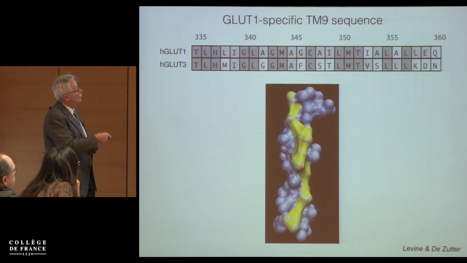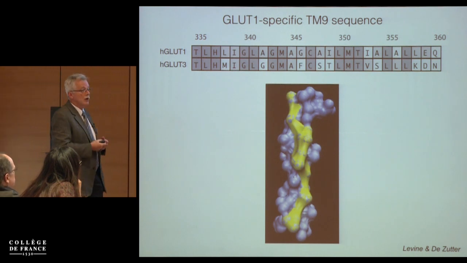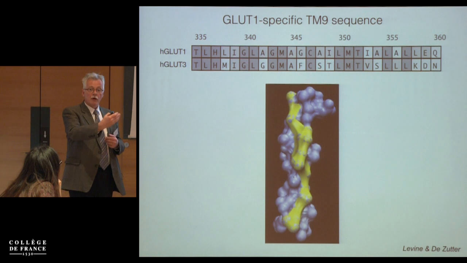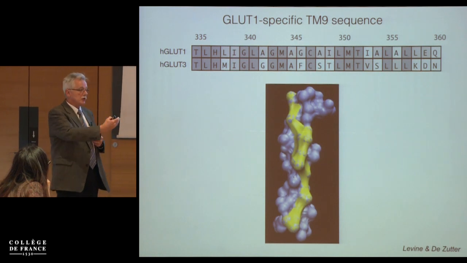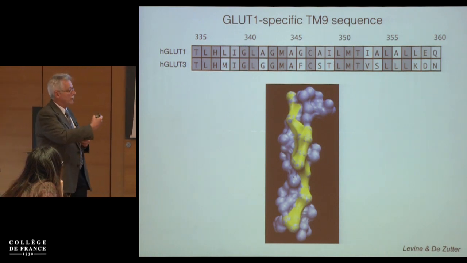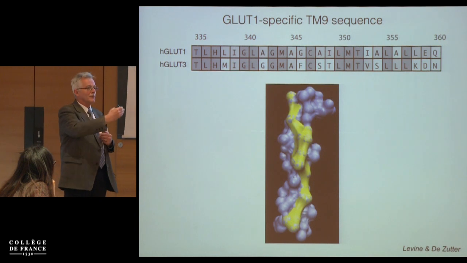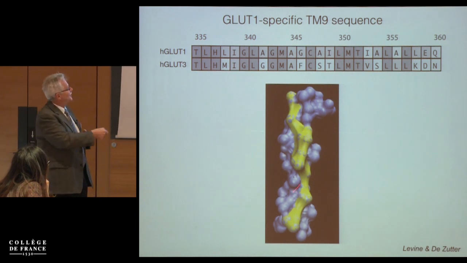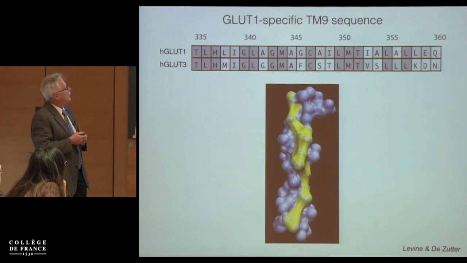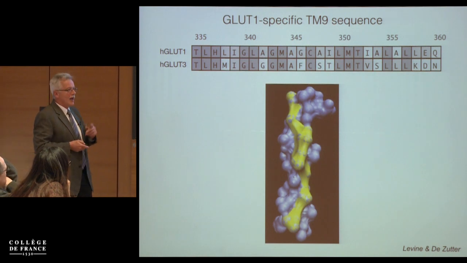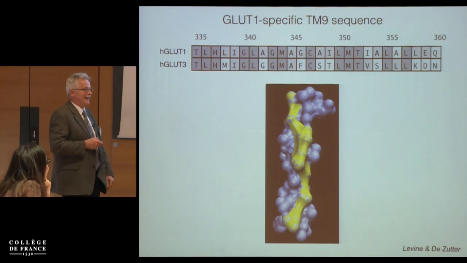And of course, this would be another site for potential interaction with other membrane proteins, such as the receptor for the RDCVF, the rod-derived cone viability factor. I still can't wrap my tongue around that.